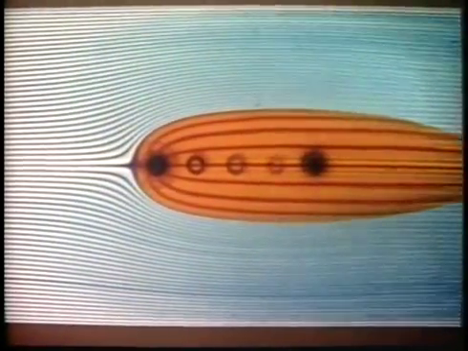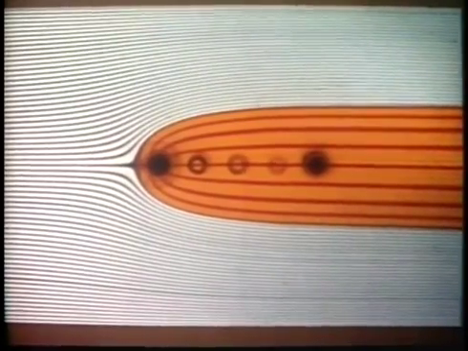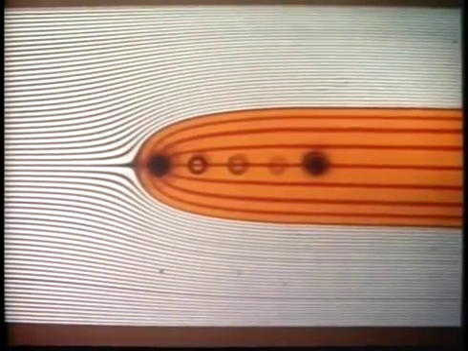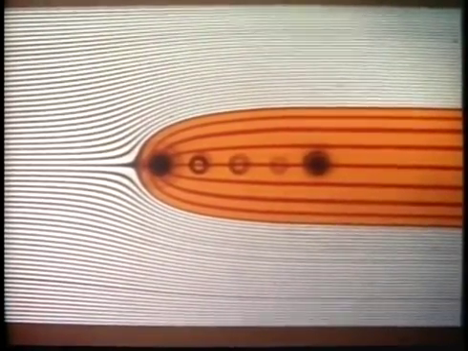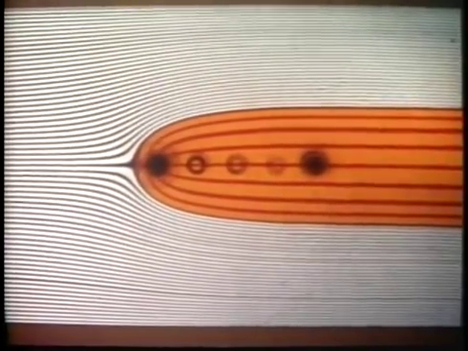Now, instead of a solid body, a source is started in the flow. Here is the flow round a half body. The red dye shows the internal streamlines. When the rate of fluid flowing from the source is constant, the streamlines are sharp.